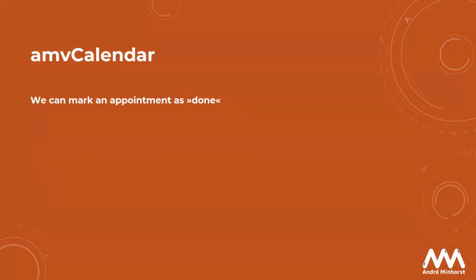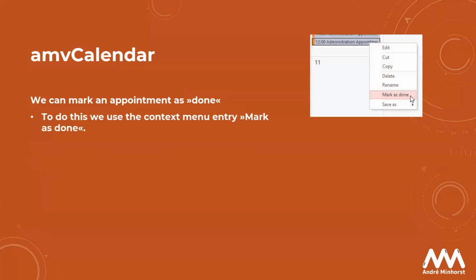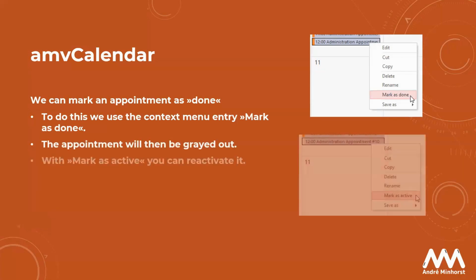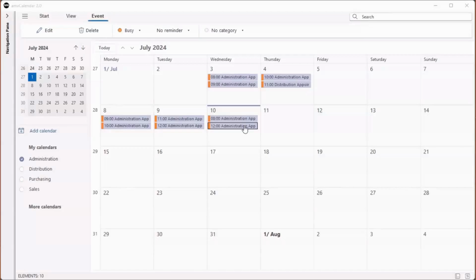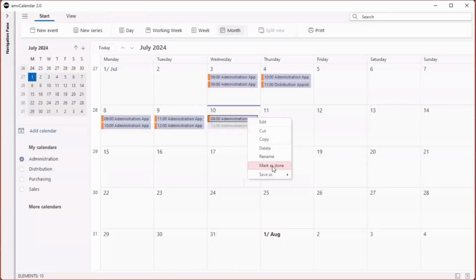We can mark an appointment as done. To do this, we use the context menu and we mark as done. The appointment will then be grayed out. With mark as active, you can reactivate it. So you click on the context menu, deactivate it, and you can activate it again.